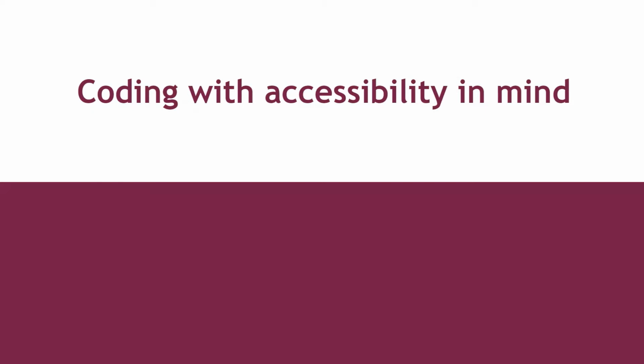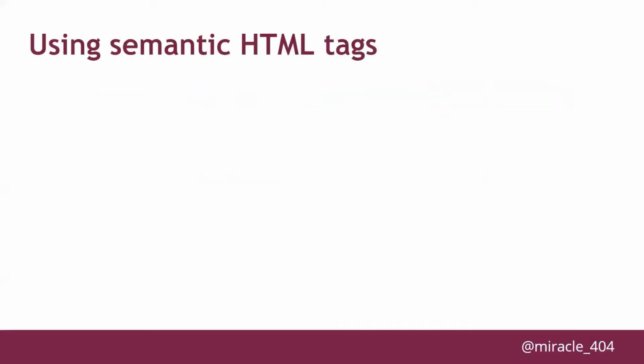Like, how do we code so that the proper information is conveyed to all the users, and all the users are able to operate and understand our websites and applications? So we will see React specific examples. The first point which I want to discuss today is about using semantic HTML tags.